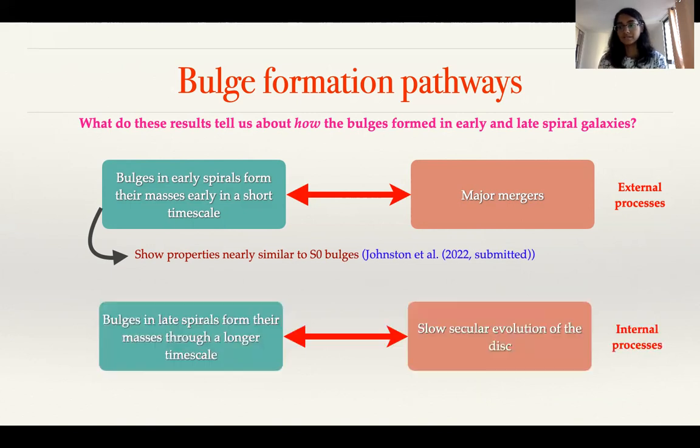On the other hand, bulges in late-type spirals form their masses through a longer time scale, which could imply that internal processes are at play here. The extended star formation histories we found are indicative of a bulge formed through a gentler, slow, secular evolution of the disk and show stellar population properties similar to the disks. I must note that the wide range of stellar populations we see, particularly in the late spiral bulges, is something that we're still looking into at the moment.